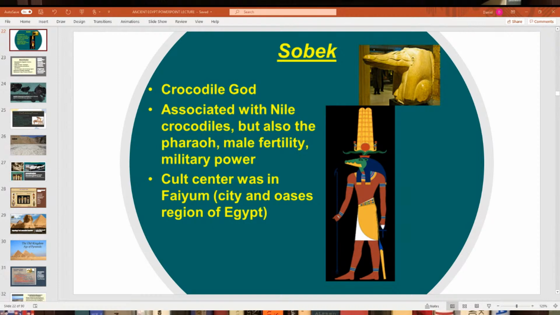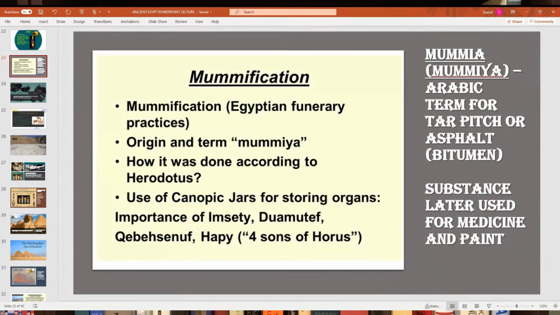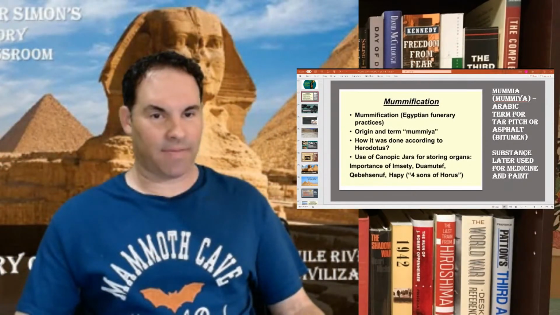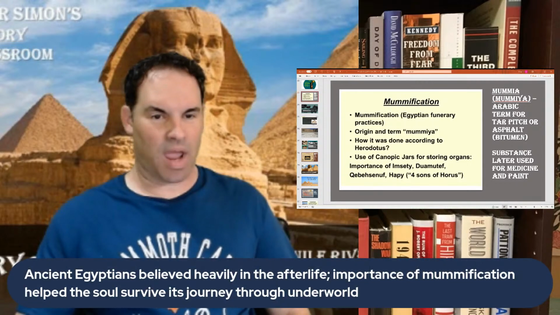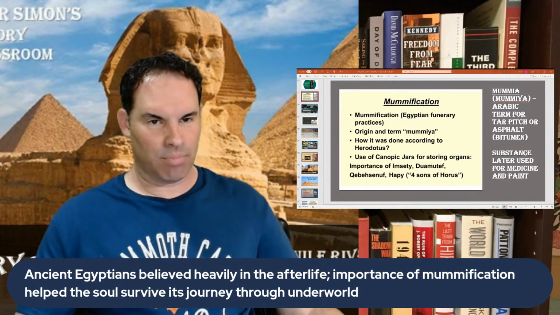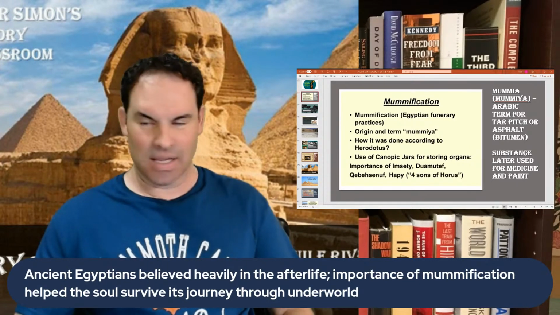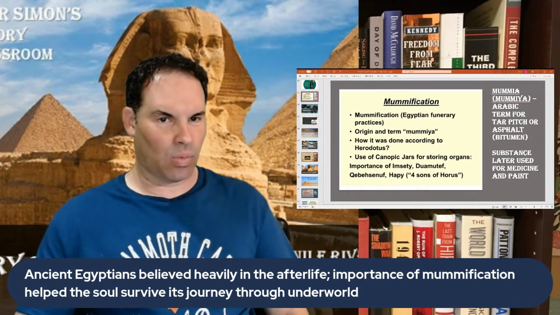All right, now one more thing I'm going to talk about today as well is mummification. We're going to talk about the so-called embalming process, of course, of ancient Egypt, which is pretty big. The Egyptians were known for mummification. They were heavy into the afterlife. They believed that the soul's journey through the underworld was important. Their body needed to be intact, and so that's why mummification was kind of important in the ancient world.